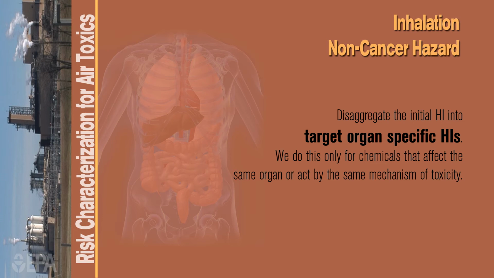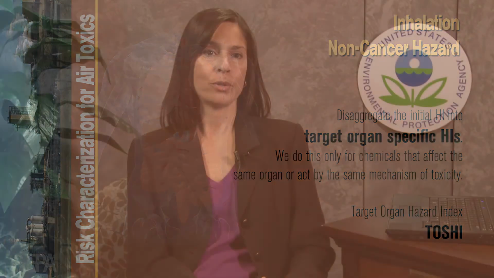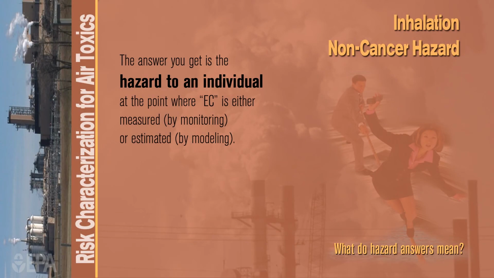This analysis is called a Target Organ Hazard Index, or TOSHI, approach. This should only be done by a knowledgeable toxicologist that is familiar with this approach. Ultimately, the toxicologist will decide whether one can reasonably separate an initial HI into separate TOSHIs. So what do the hazard answers mean?